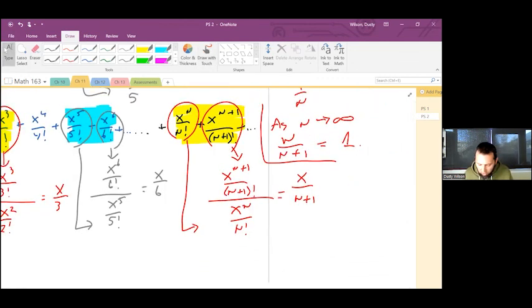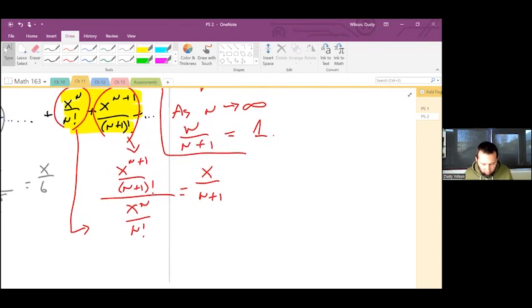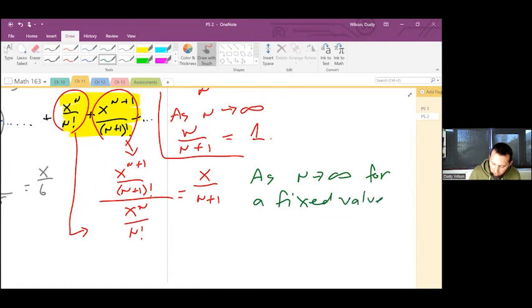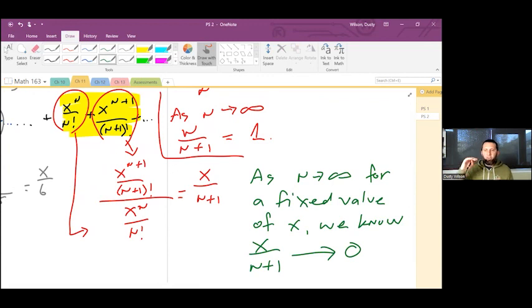And what I want you to see here is that as n goes to infinity, as long as x stays fixed for a fixed value of x, we know that x over n plus 1 will go to 0. That is, once again, the consecutive terms get smaller and smaller and smaller. They shrink very, very rapidly relative to each other. The ratio of the two gets smaller and smaller very, very fast.